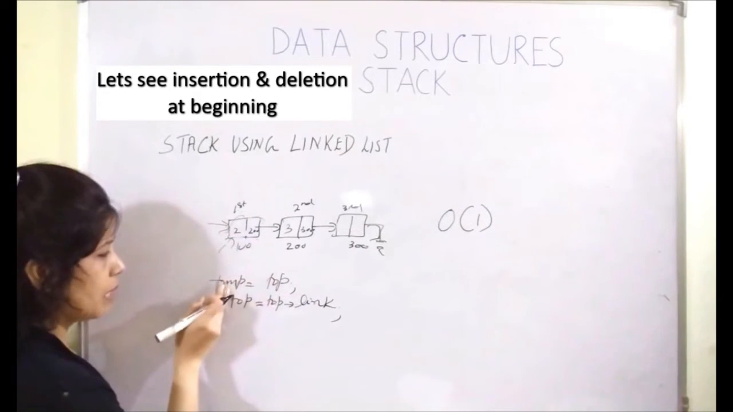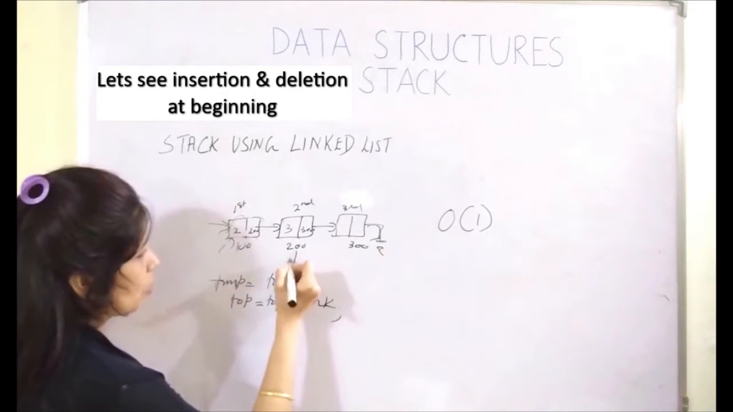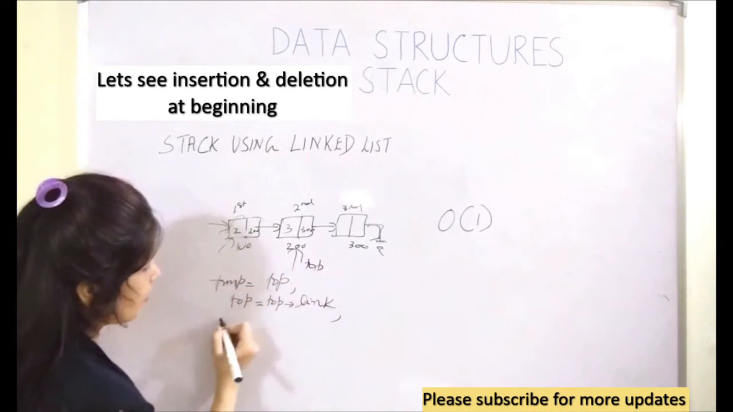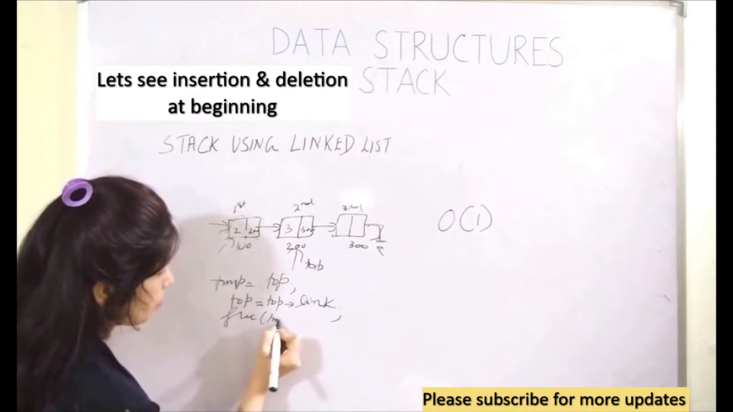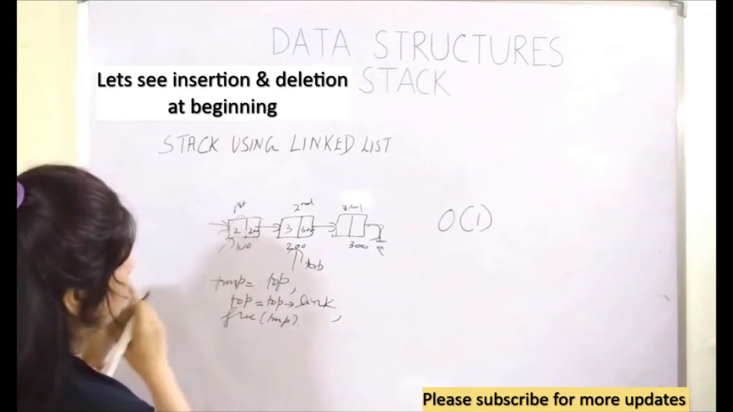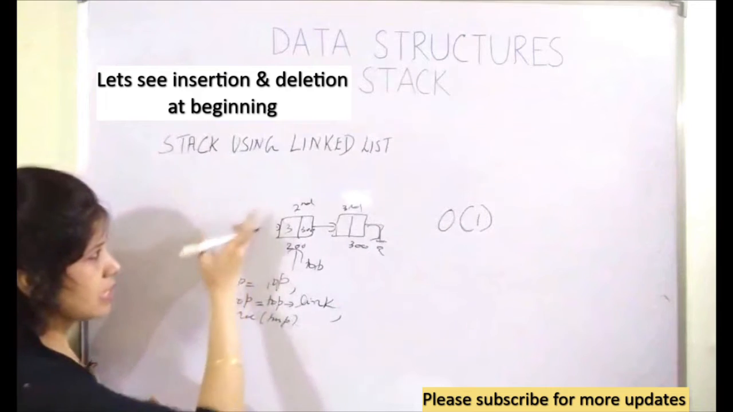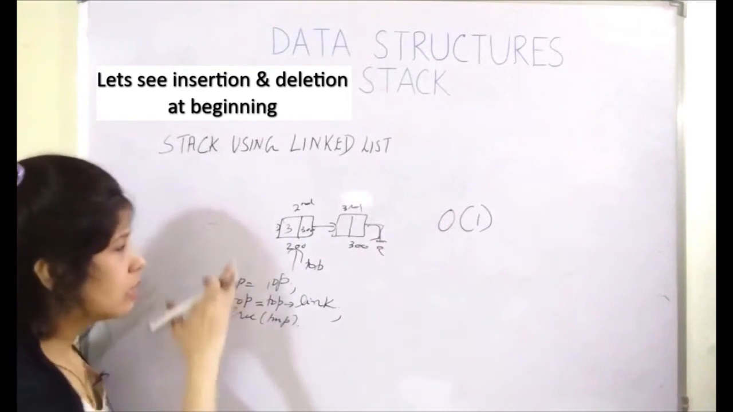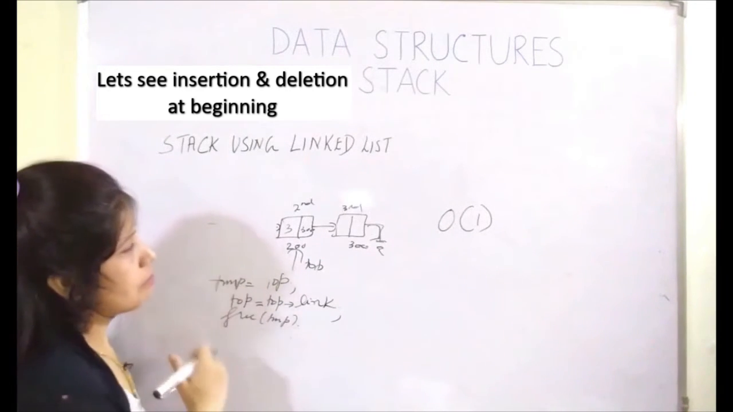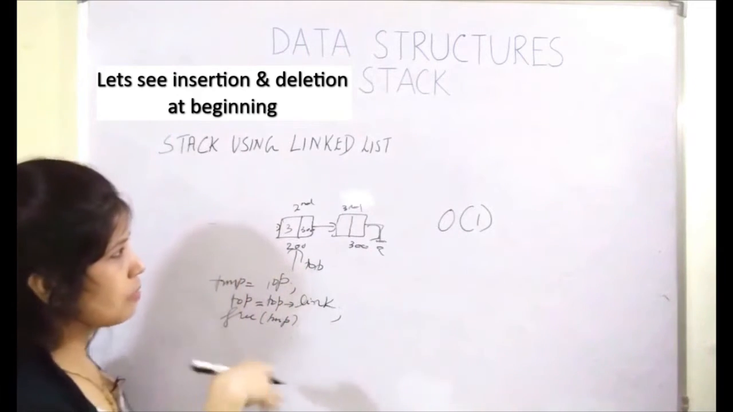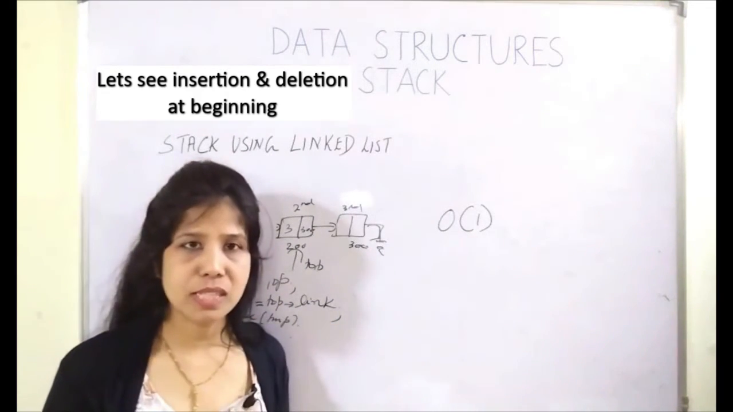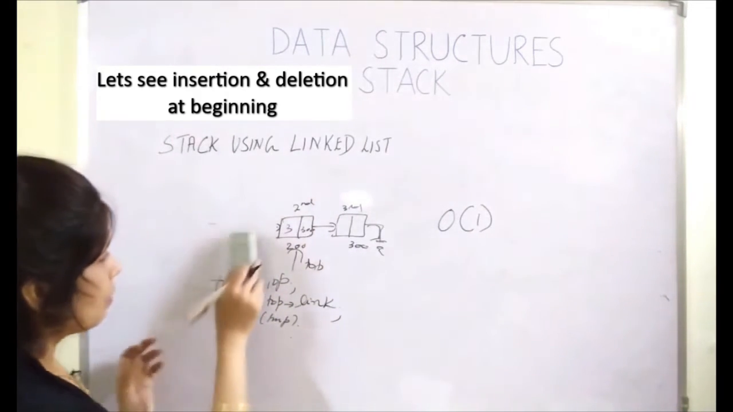I have stored this copy in temp, and now my top is here, and then I will free temp. So now in that case I will have this. All the things you can see, insertion and deletion, I'm doing at the beginning itself, that is at the same end. Why the same end? First of all, because we have to satisfy the principles of the stack, right? So therefore we are doing it at the beginning.